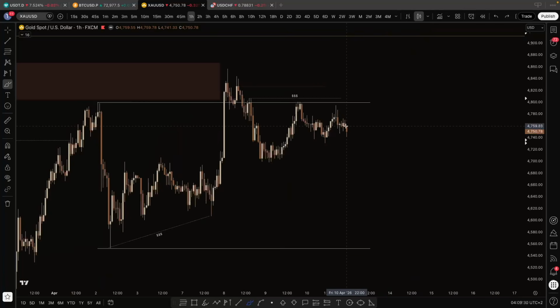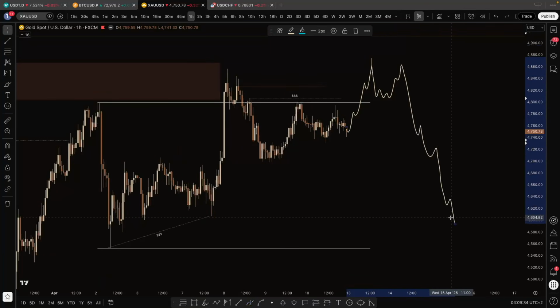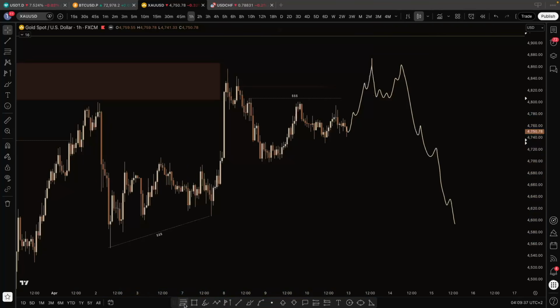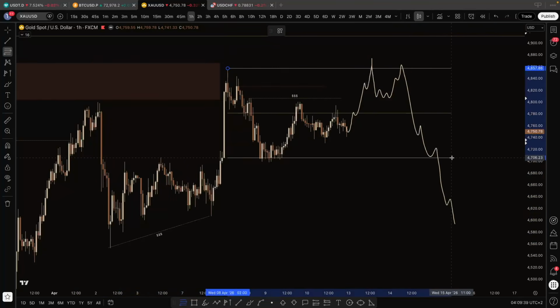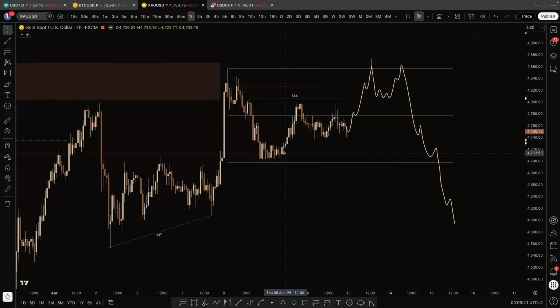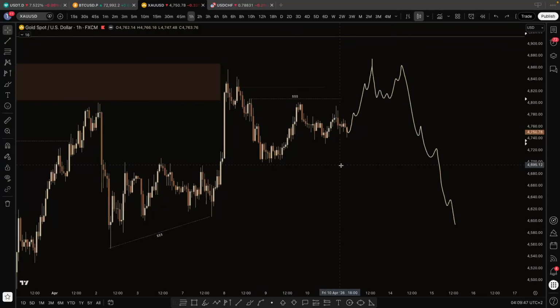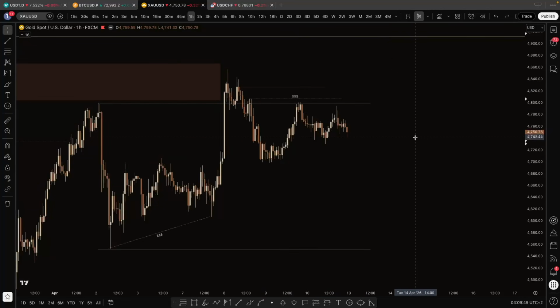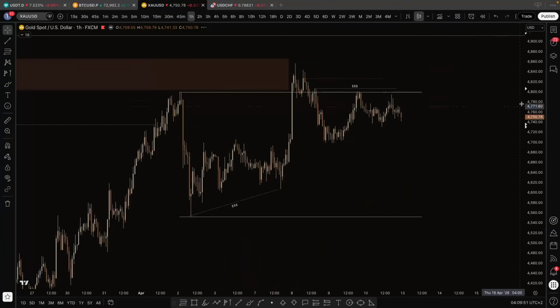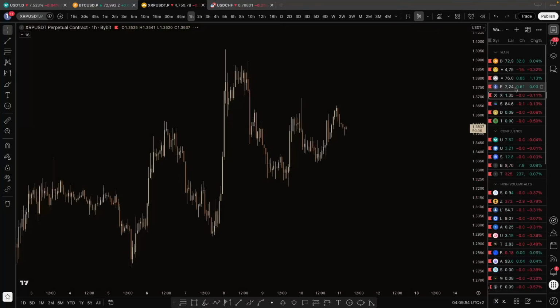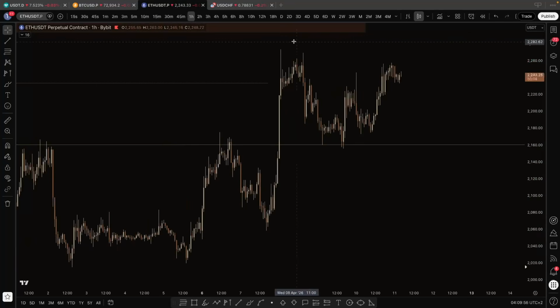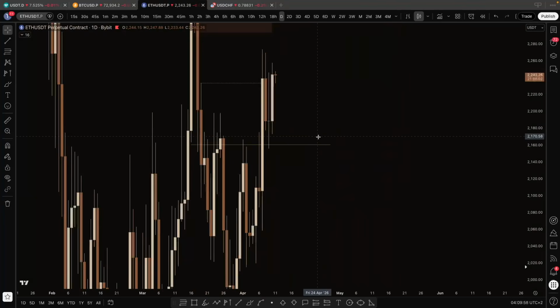If we deviate the high, I will redraw my range from here till here. This low is not a good low at all. Do you see the liquidity? Higher low, higher low, higher low. I will redraw my range and short it. That is gold.